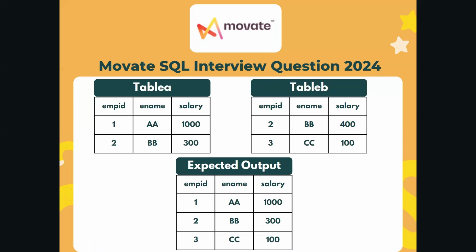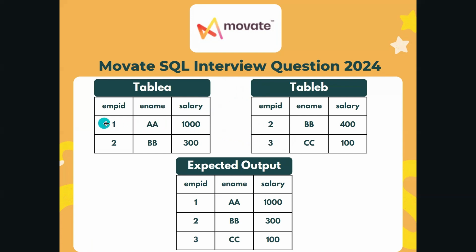Hello everyone. In this video, I'll be covering one of the SQL interview questions that was recently asked in a Movate interview. Given two input tables, table A and table B, with the columns employee ID, employee name, and salary. If you look at the expected output, we need to write a SQL query to get the result from a combination of our two input tables.